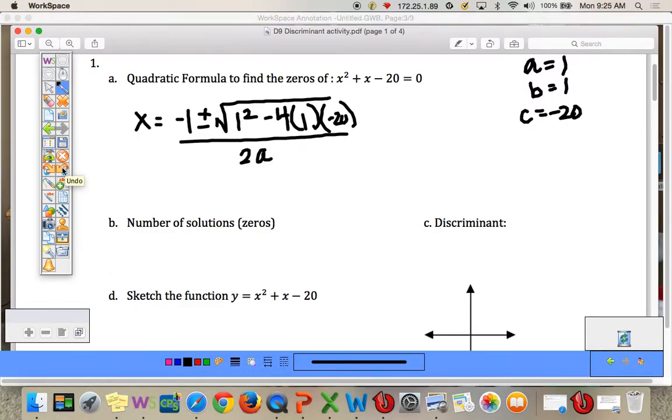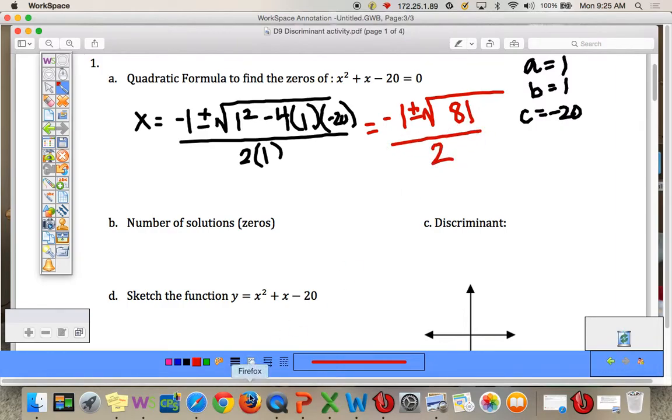Oh, and I know what a is. I should write that down. A is 1. Okay, figure out your 3 musketeers, your 3 chunks. We get negative 1 plus or minus the square root. This part you can type in your calculator, but I know 1 squared is 1 plus 80, so this is 81 all over 2. So I want to see that work.